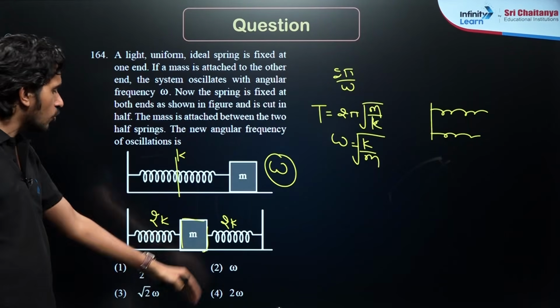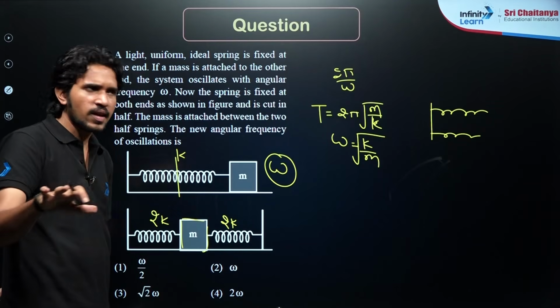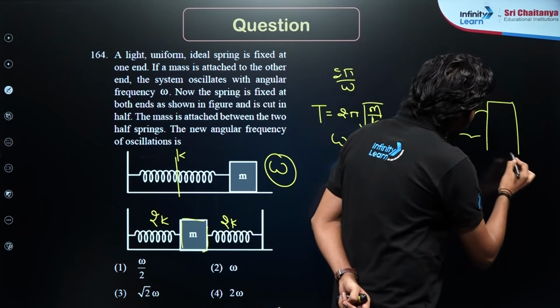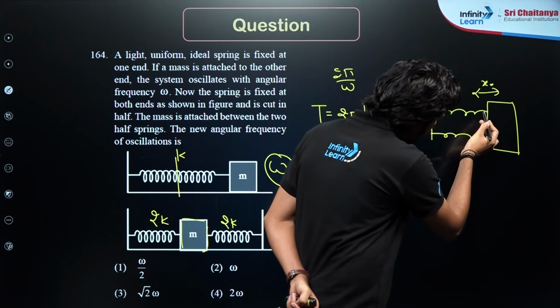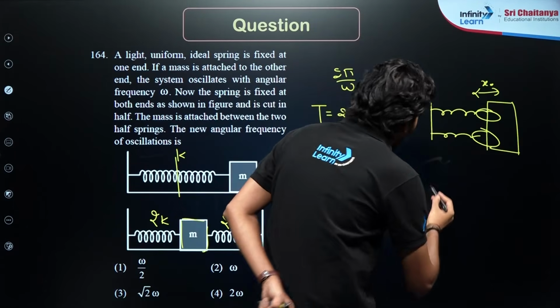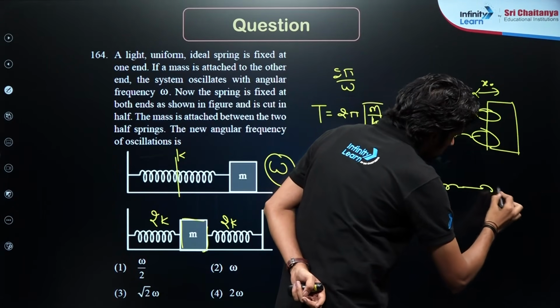This is a parallel combination, my bad, but you could argue with me that, sir, no, this looks like a series combination. But in a parallel combination, expansion is equal. Expansion of this spring and this spring will be equal. And what about a series combination?